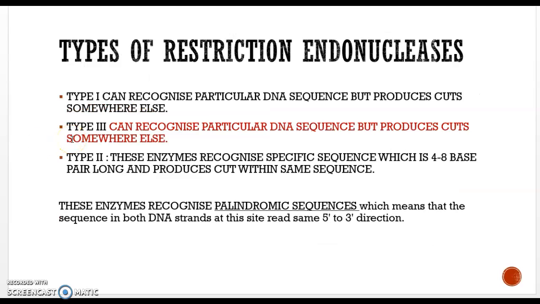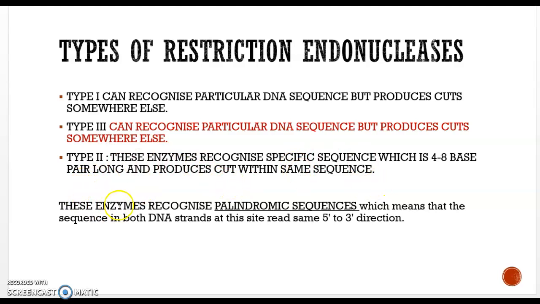Then there are three types of restriction endonucleases: type 1, type 2, and type 3. Type 1 and type 3, like other restriction enzymes, recognize specific sequences but produce cuts somewhere else. So these are not specific in nature, and both of them cannot be used in recombinant DNA technology. Now, the third type is type 2. These enzymes recognize a specific sequence which is 4 to 8 base pairs long and produce a cut within the same sequence.